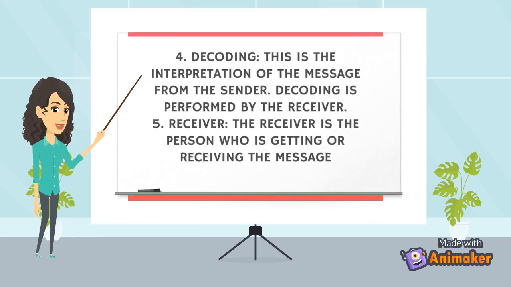Okay, the next step in the communication process is decoding. Decoding is the interpretation of the message from the sender. Decoding is performed by the receiver. And the next is the receiver. The receiver is the person who is getting or receiving the message.